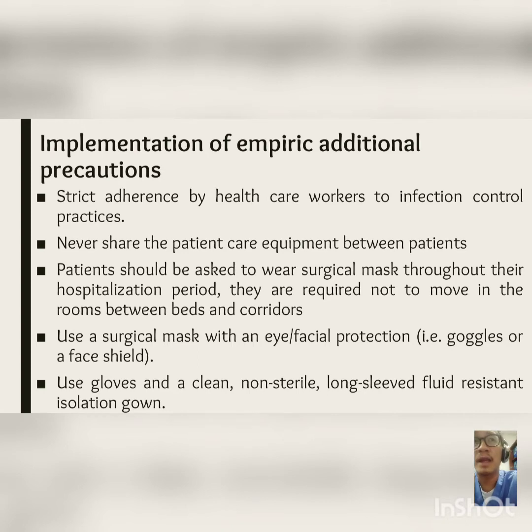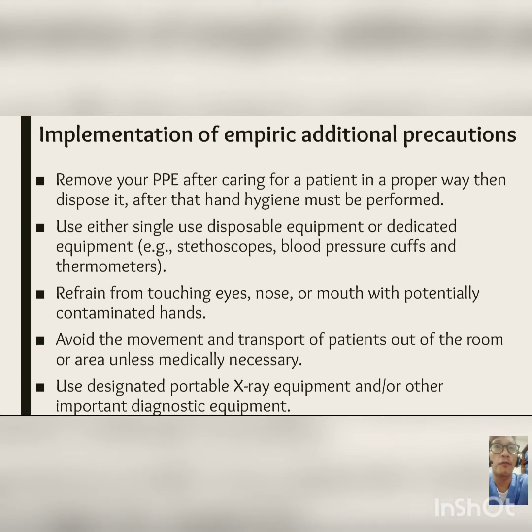Now, as part of our transmission-based precautions, when we talk about contact and droplet precautions, the two most important PPE for contact are your gloves and your gown, while for droplet it is your surgical mask. So your PPE, as I have mentioned during orientation, is based on your risk assessment. Moreover, we need to remove our PPE after caring for a patient in a proper way, then dispose of it. After that, we need to perform hand hygiene and use either single-use disposable equipment or dedicated equipment, as I have mentioned earlier. Refrain from touching eyes, nose, or mouth with potentially contaminated hands.